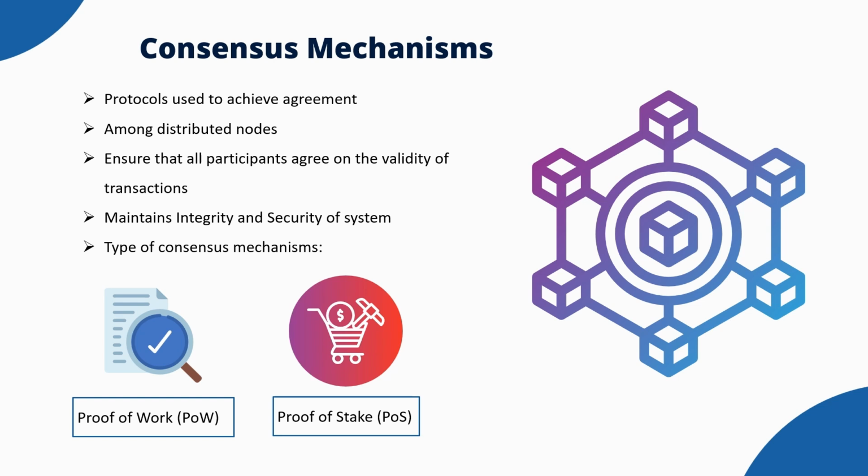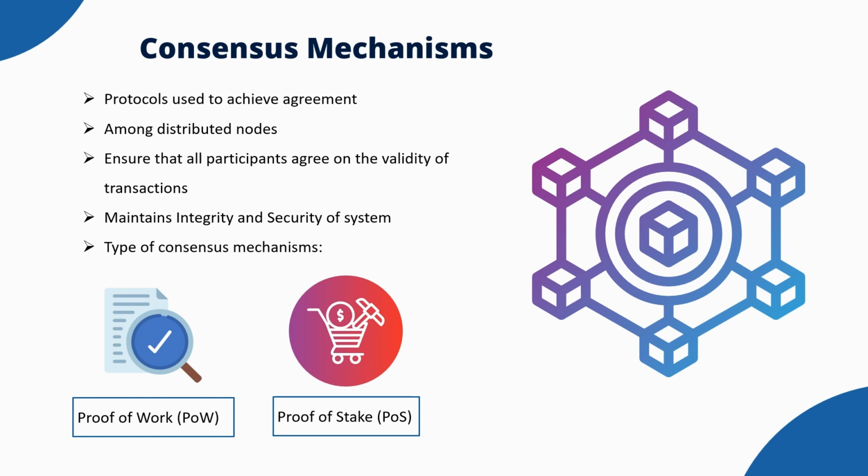POS. Proof of stake validators are chosen to create new blocks and confirm transactions based on the number of coins they hold and are willing to stake as collateral. The more coins staked, the higher the chance of being chosen to validate transactions. Validators are incentivized to act honestly because they can lose their staked coins if they validate fraudulent transactions. Some famous blockchains that work on this mechanism are Ethereum, Cardano, and Polkadot.